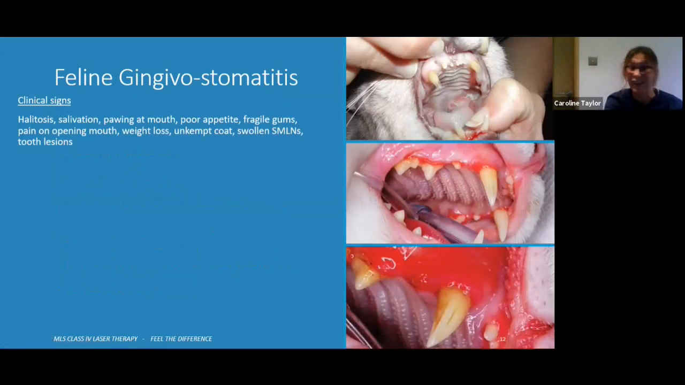It can occur particularly in cats, but there can be conditions in dogs too, where they get really angry, painful inflammation of the gum, which even when you've cleaned the teeth and think you've done a good job removing all affected teeth, can really come back and be quite a struggle to manage. So typical clinical signs include halitosis coming from the mouth, salivation, pawing at the mouth, and poor appetite.